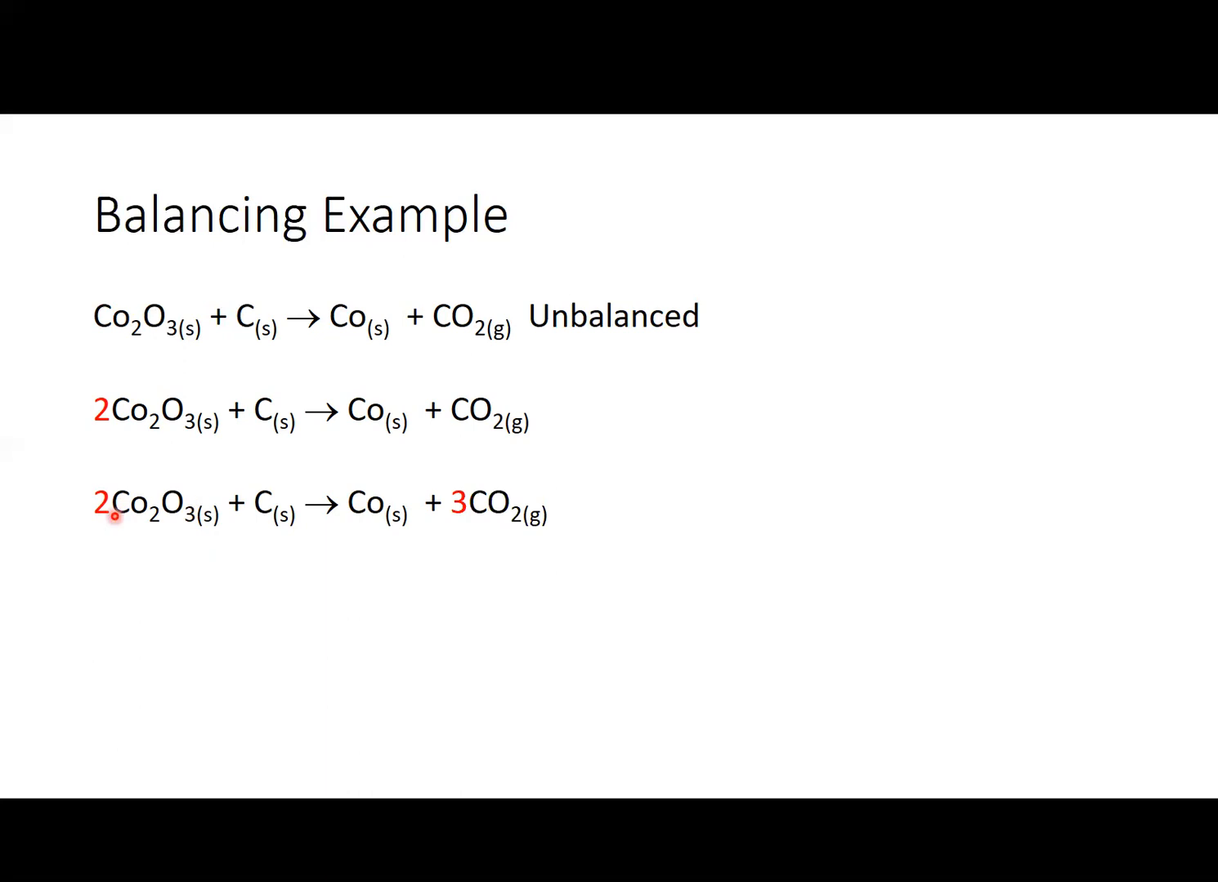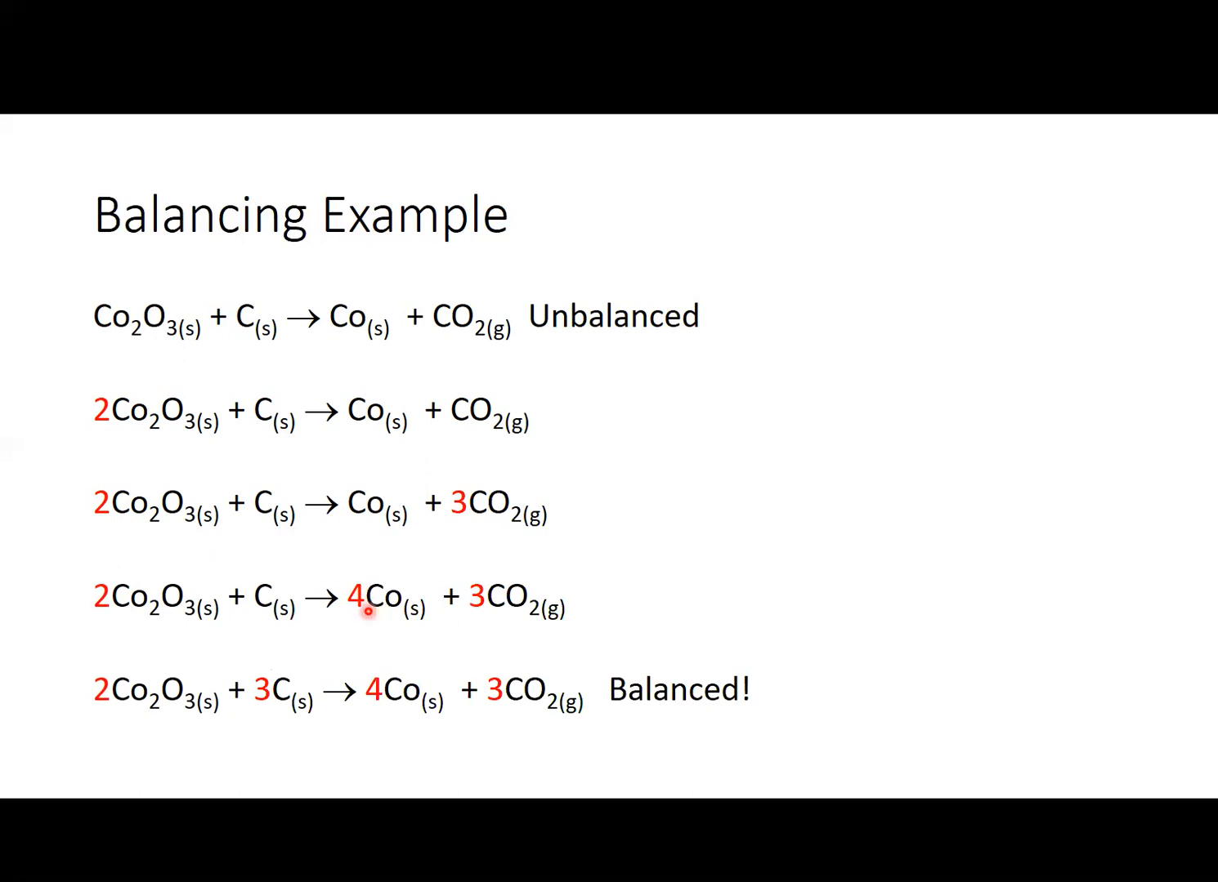I've got 2 cobalts. 2 times this entire thing means I've got 2 multiplied by everything that comes after it. So I've got 4 cobalts on this side and 1 over here, and 3 carbons on this side and 1 over here. So I can put a 4 in front of the cobalt and then a 3 in front of the carbon, and now I'm balanced. These things that we put in front of them are called coefficients.